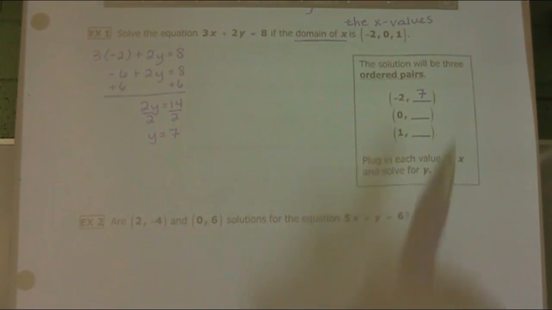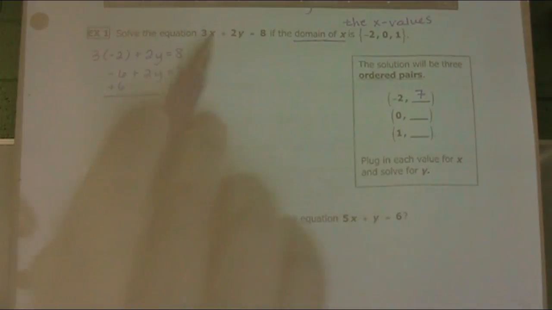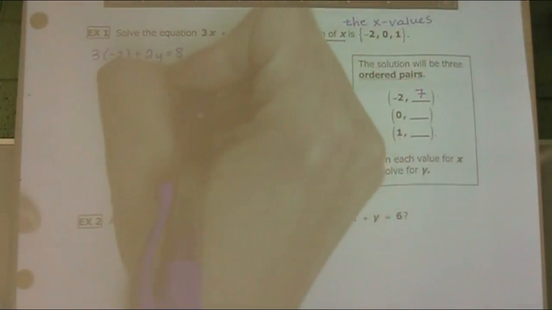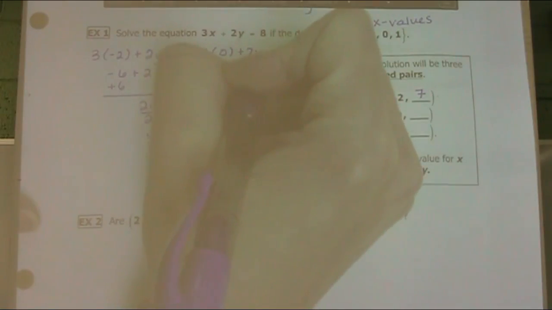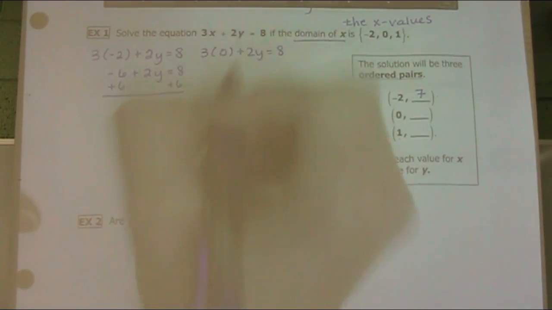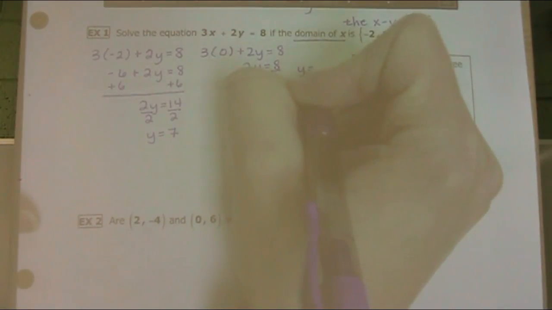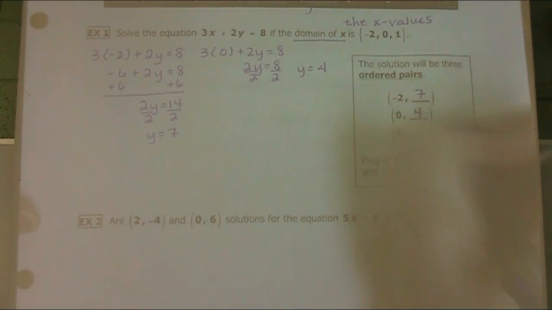All right, let's do another one. This time I'm going to use an x value of 0. So I'm going to plug 0 in for x and figure out what y goes with it. So I have 3 times 0 plus 2y equals 8. 3 times 0 is just 0, so all I have is 2y equals 8. Divide both sides by 2, and I'm going to get y equals 4. So with my x value of 0, I have a y value of 4.